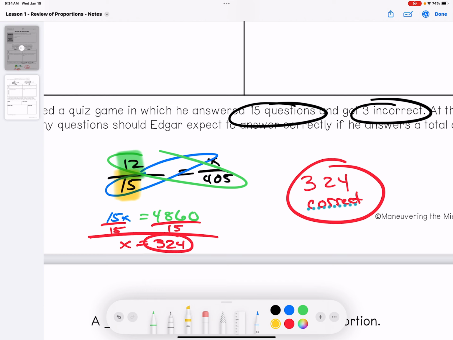Why did I choose to use them in that way? Because if we continue to read, the question asks, how many questions should he expect to get correct if he answers a total? So that's why we went correct. We don't know how many he would get correct, but we do know the total would be 405. So we're comparing two things that are similar, and that's why we can use that proportional ratio set up there.